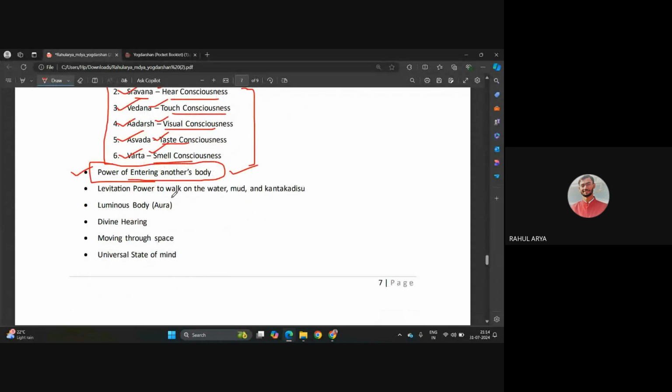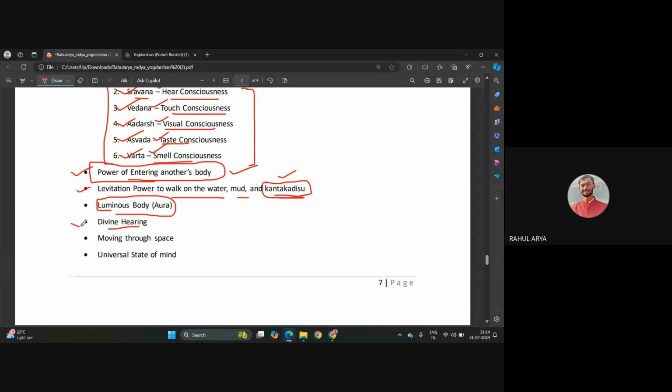And the power to walk on water, mud, and thorns. Contact meaning kate, what we call swan in English, I think. Okay. So that power the yogi is able to get. And then the luminous body the yogi is able to get.